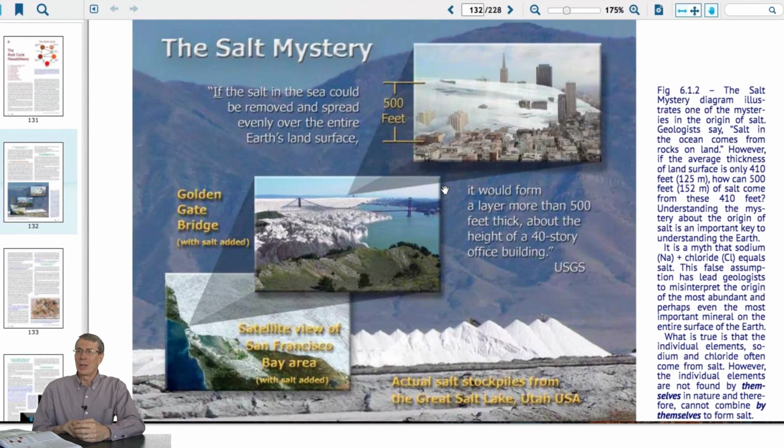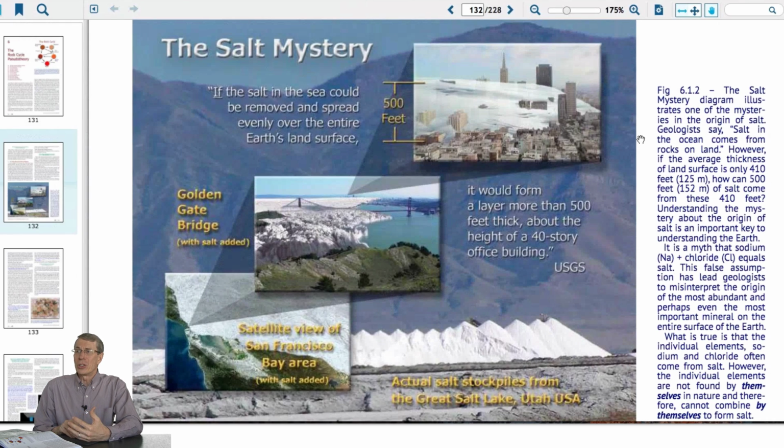We can see here in this diagram that if the salt in the sea could be removed and spread evenly over the entire Earth's land surface, it would form a layer more than 500 feet thick, about the height of a 40-story office building. Now, what's important with this is the answer to a question in the salt mystery: where does all the salt come from in the oceans?